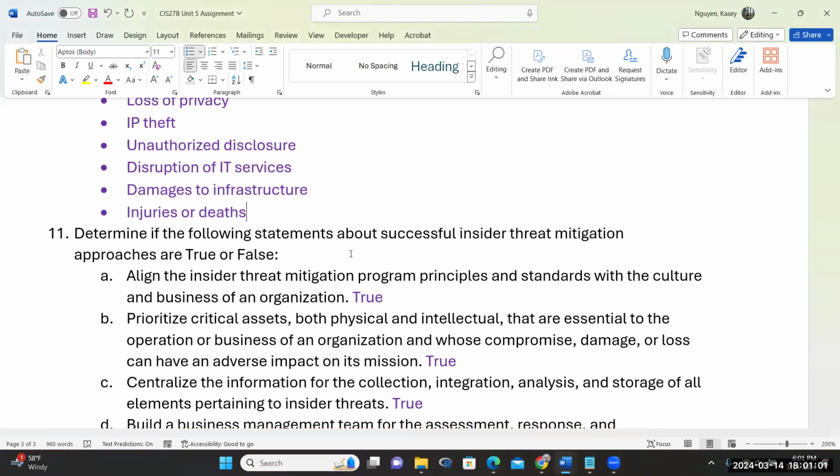And then you need to prioritize critical assets, just like everything that we do, right? We need to make sure that we rank critical assets. Those things need to be addressed first. Also physical and intellectual properties are included in your assets. And if there's compromise, damage, or loss, or any kind of adverse impact to the mission of the company. So the first statement, A, is true. B is also true.